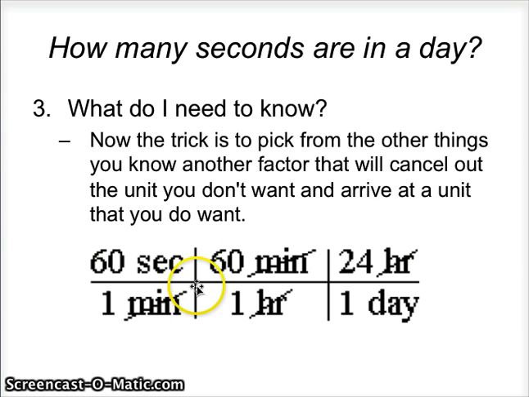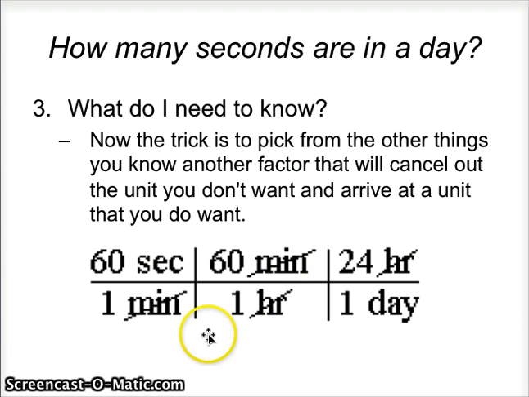This is equivalent, right? These are equivalent. They're equal to each other. Just like what we talked about when we talk about the equal sign, it having to be equal on both sides of the equation. 60 seconds, 1 minute, they're equivalent. They have the same value. So you want to have another conversion factor that also has the same value. In this case, 60 minutes per hour.